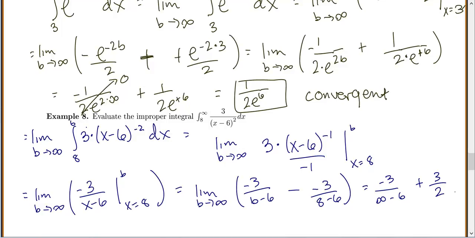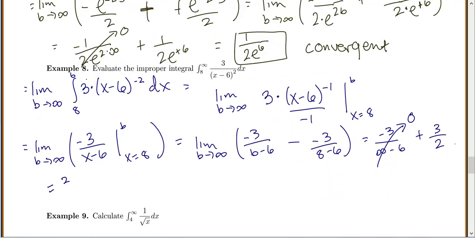So notice right here, we have something, doesn't really matter what, something divided by really, really big numbers. So anything divided by really, really big numbers goes to 0. So my final answer is that this is 3/2, and because I got a specific finite answer, we could say that integral is convergent.